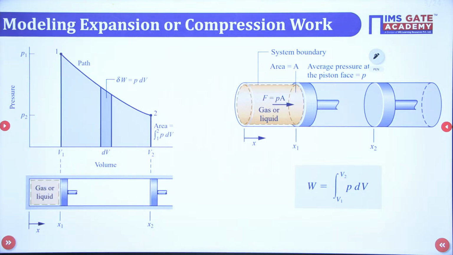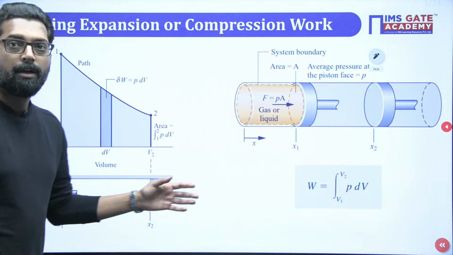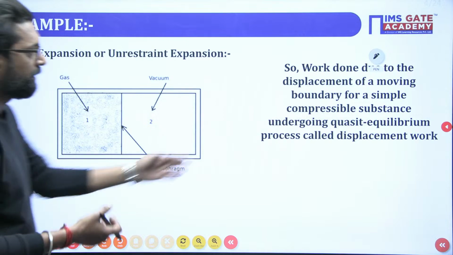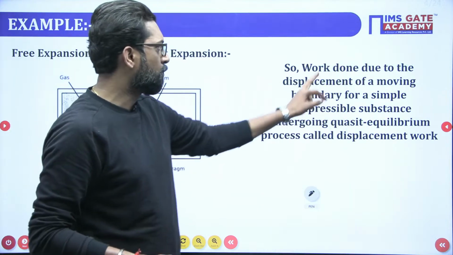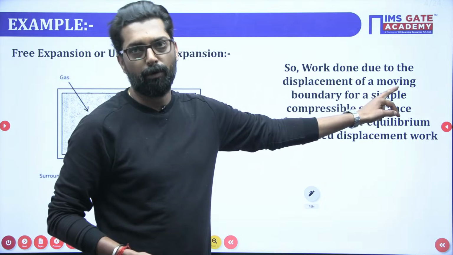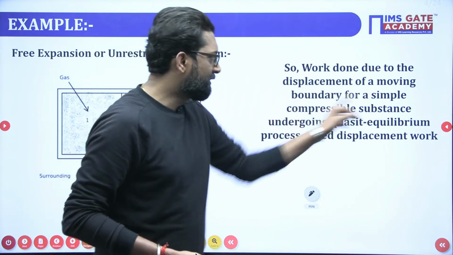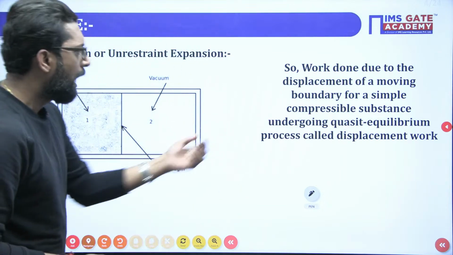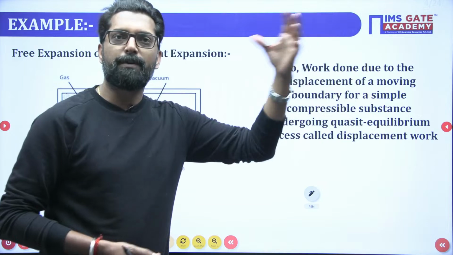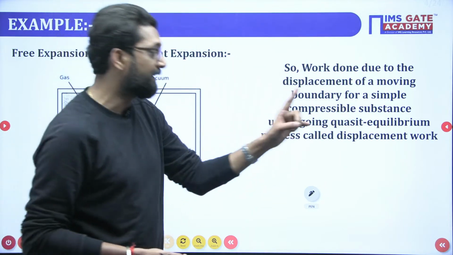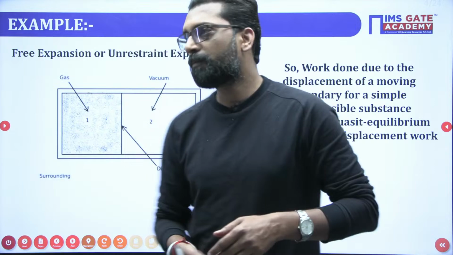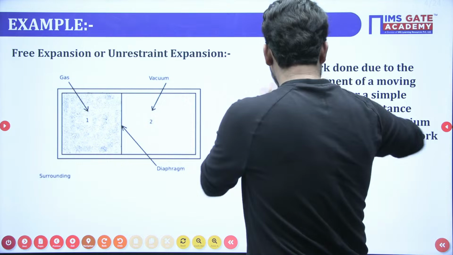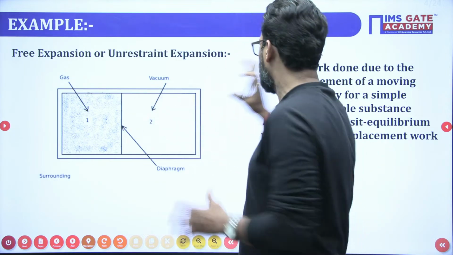We already discussed how to derive this equation. Now we have to discuss the meaning of this equation. It is the work done due to the displacement of a moving boundary for a simple compressible substance undergoing a quasi-equilibrium process, and that is called displacement work. The displacement of a boundary takes place, but the second condition is that the displacement is against a resistance. This is the diagram under which we have to verify that statement.